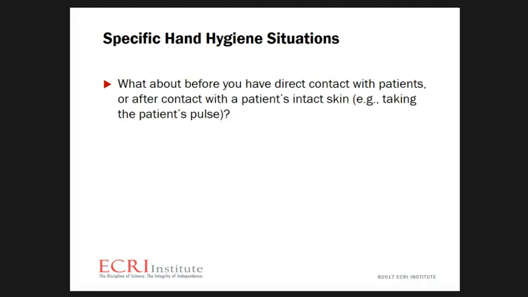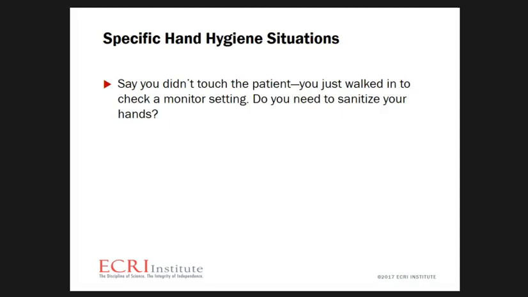What about before you have direct contact with the patient or after contact with the patient with intact skin? Taking a patient's pulse, for example. Right, alcohol-based hand rub. As long as your hands are not visibly soiled, alcohol-based hand rub works great. Say you didn't touch the patient. You just walked in to check on a monitor setting. Do you have to sanitize your hands? Correct answer is yes, you do.